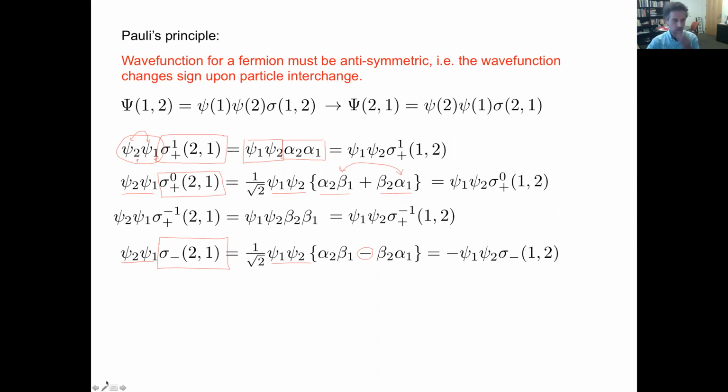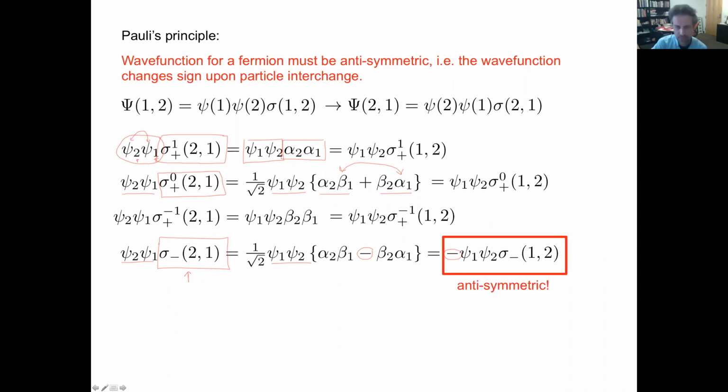So the only spin state that has this antisymmetric property upon particle interchange is sigma minus. Sigma minus is the only spin state that has this property. You can verify this for yourself. If this goes too fast, just fill it out and try to rewrite it in terms of the original, and you will see you can only do that when you pull this negative sign out. So what we have then is only one possibility.